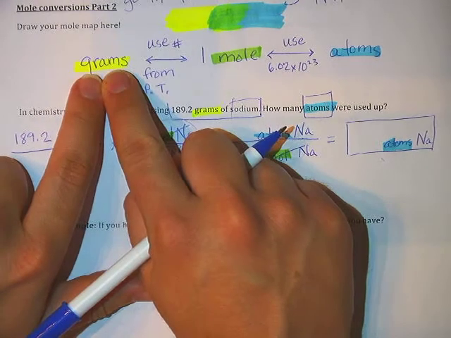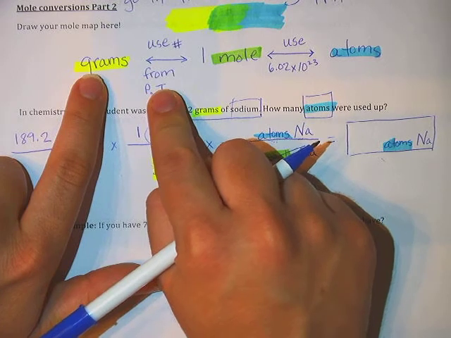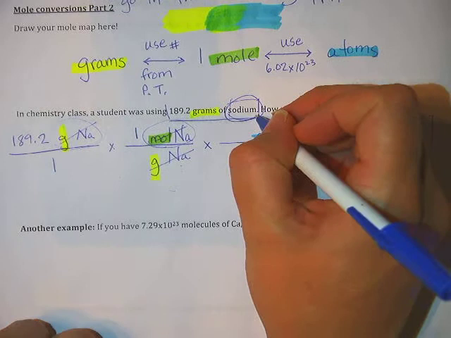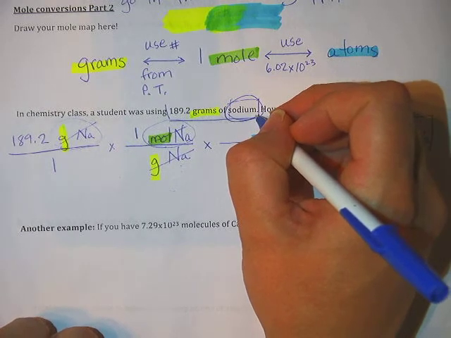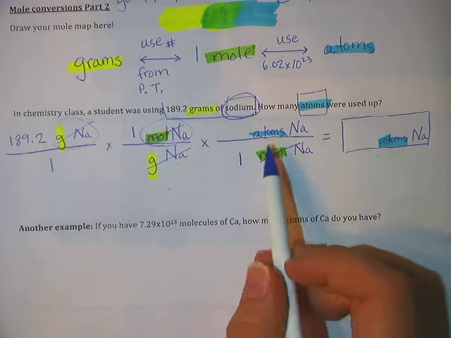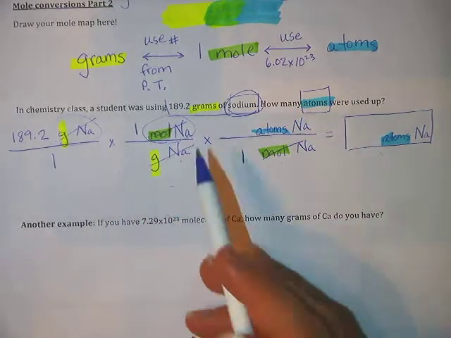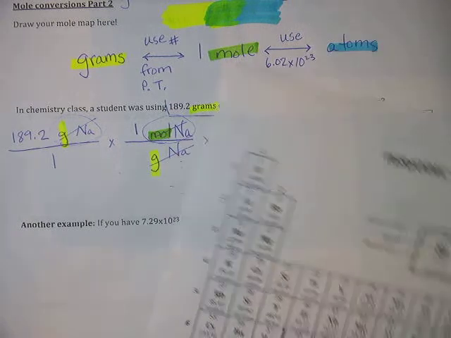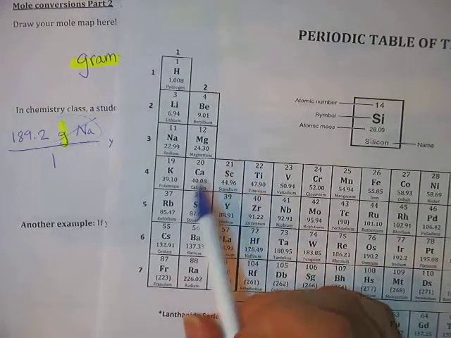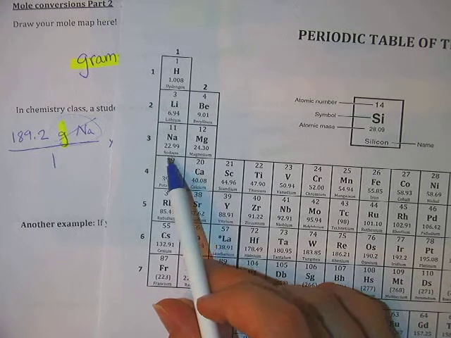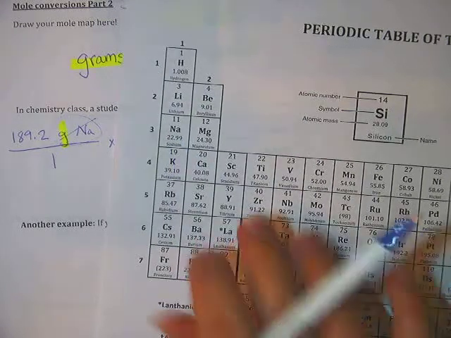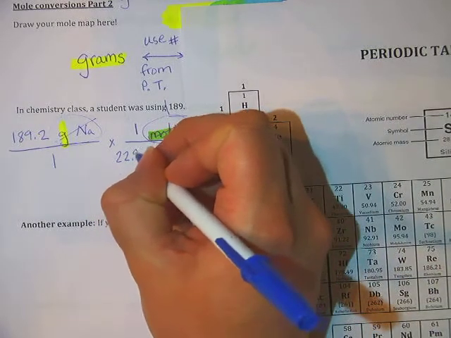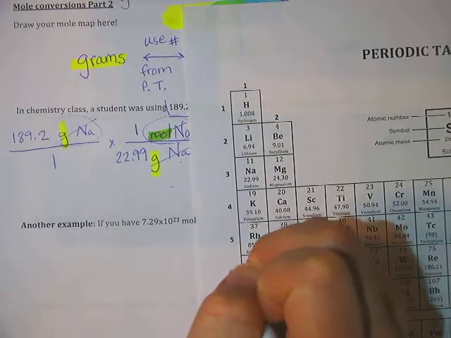For the grams, it says to use the number from the periodic table. So I've got to go find sodium on the periodic table and find its mass. So take a second, flip to the back of your book, hold your page so you don't lose it, flip to the back of your book, look for sodium. Its mass is right here, 22.99. So that is the number of grams that I am going to put here.